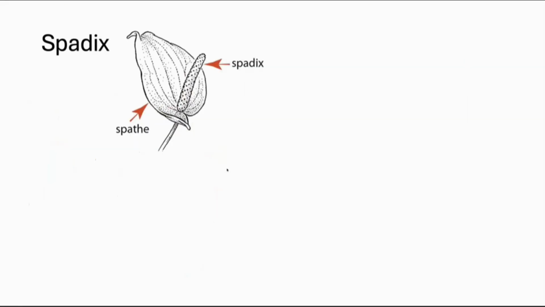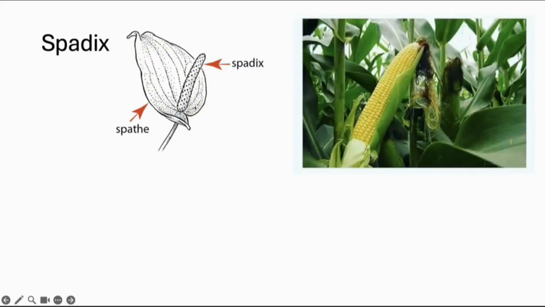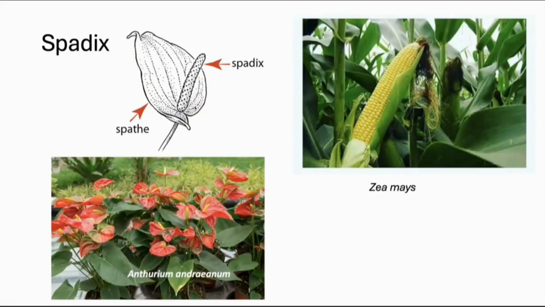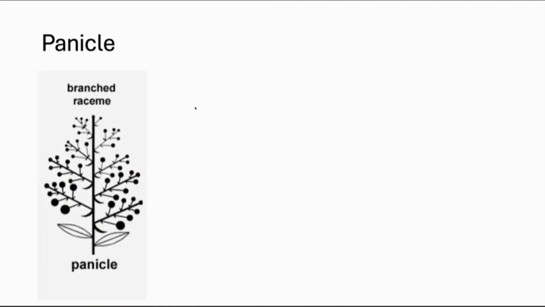Next one is spadix. Here you will have the spadix. You have the spathe. Example for this, corn. It also comes under spadix inflorescence. And anthurium and Rhaphidophora also come under this spadix inflorescence. So it is not a single flower, it is an inflorescence.